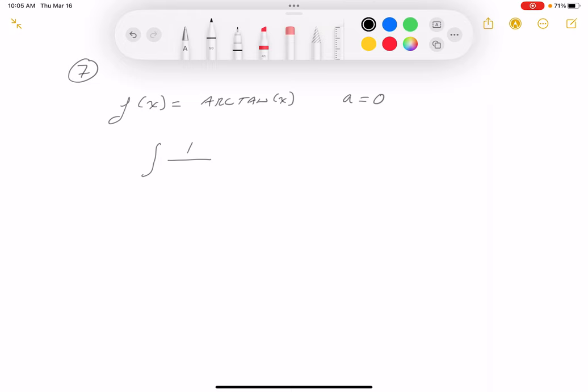the antiderivative of this over here is equal to the arctangent of x. All right, plus some constant of integration. I'm not worried about that at this point. And I'm looking at that, and I want to just write this down. So I write down 1 over 1 plus x squared.